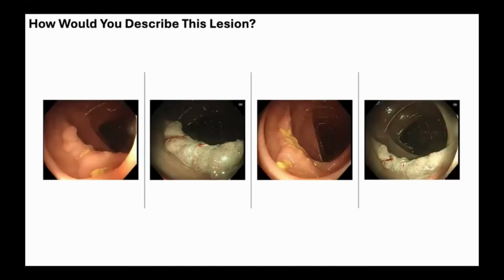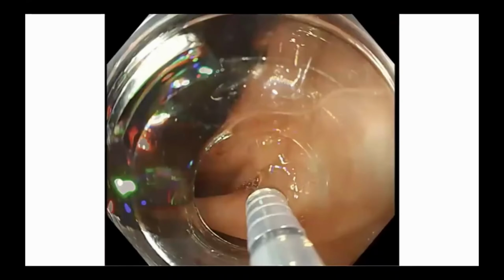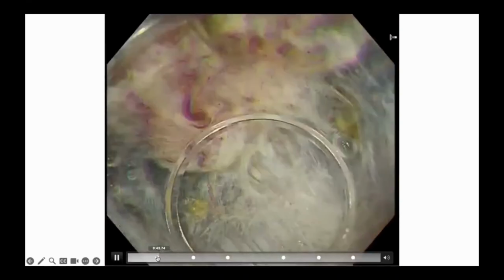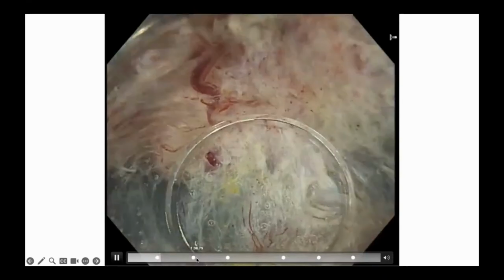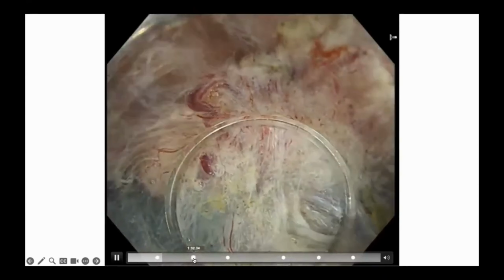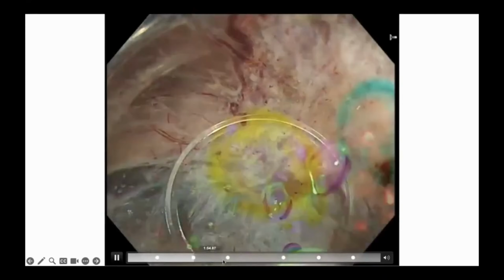This is a lateral spreading tumor, non-granular, pseudodepressed, I would say. Which resection would you choose? We went for an ESD. Here, the trimming. Here, we are approaching the center of the lesion. As you can see, it is quite fibrotic in the center.